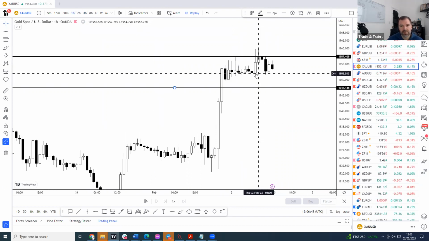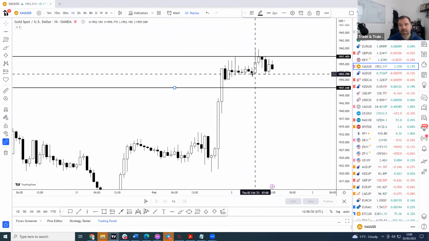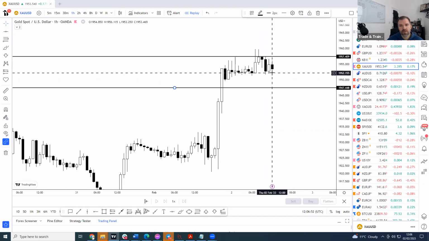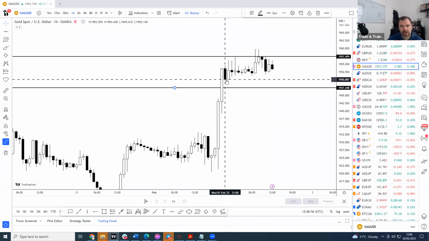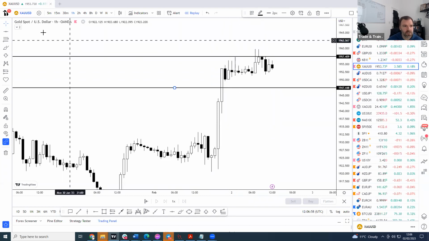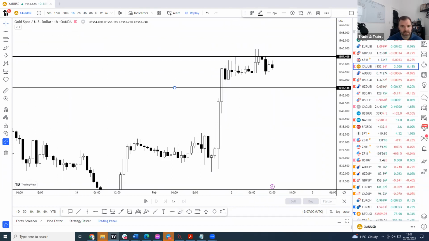And when we drop down even tighter, we can see that the market, yes, we've got a support level in here at 1952, but we also have it here at 1950, which leaves no range. Does that make sense, guys?